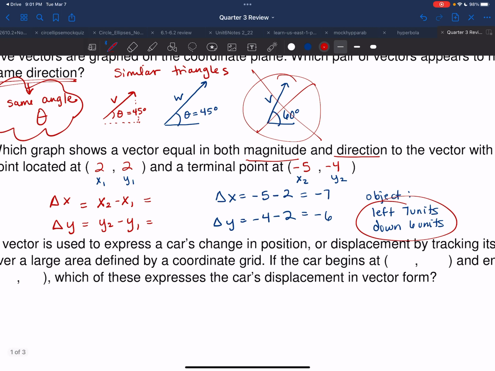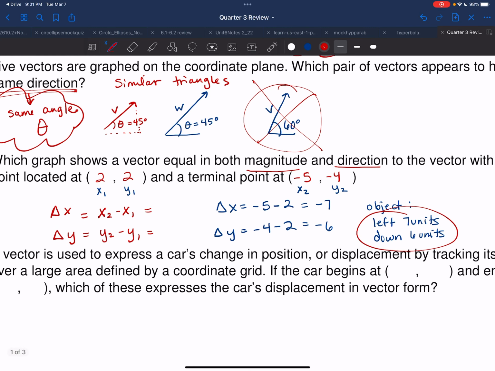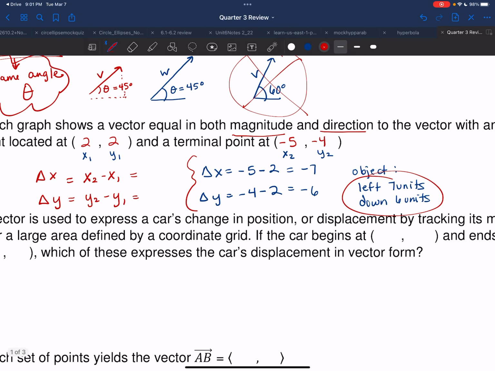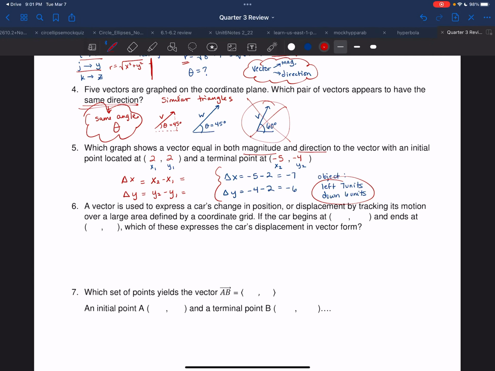So if you're given a bunch of points, I would go ahead and just figure out what your delta x and delta y are for them. And usually you can tell from the x, like if you find your difference in x, and as long as that's the same, then you can go to y. If it's not the same, then eliminate that answer and move on to the next one. Okay? So that's your trick to that one.